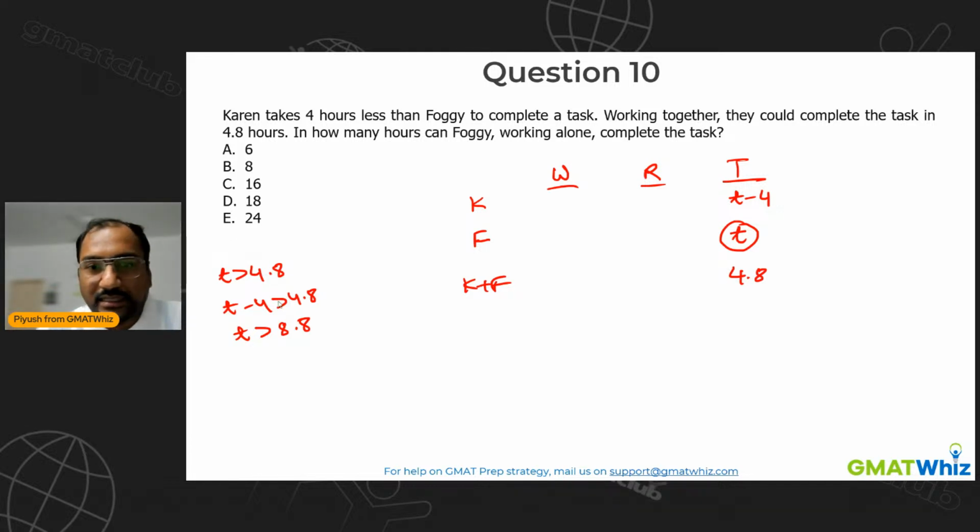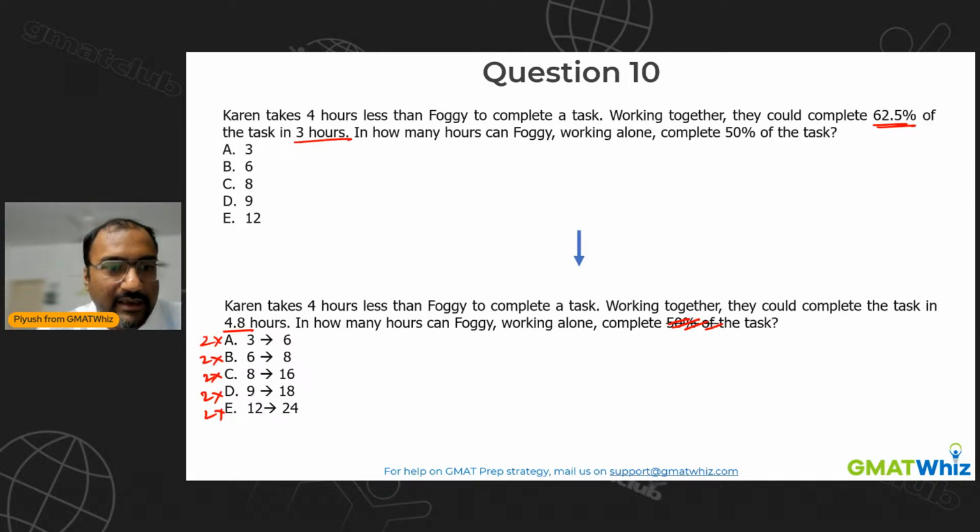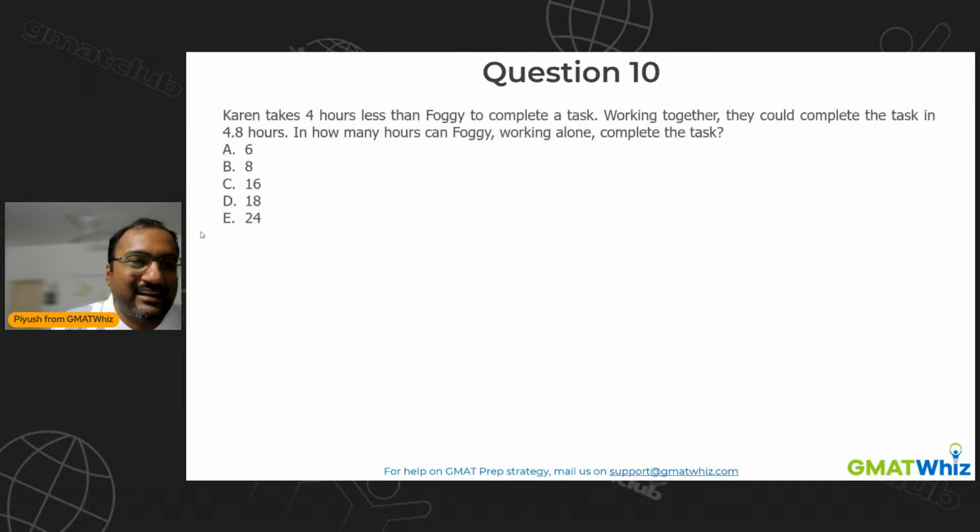Just a second, guys. I just have to check if I have copied the question right. Yeah, my bad, guys. This is not 8. 2 times 6 is 12, right? So let's just get that back.